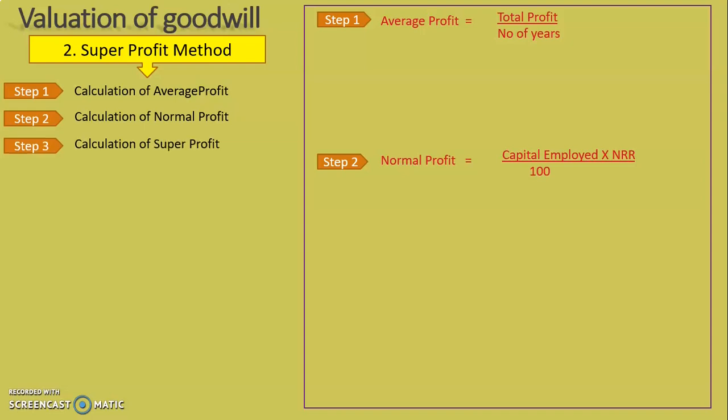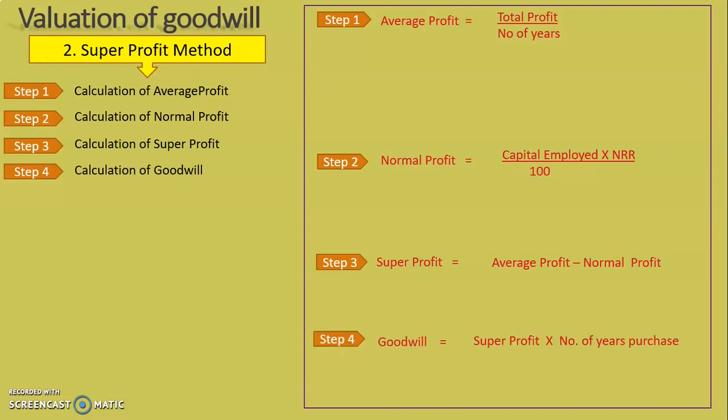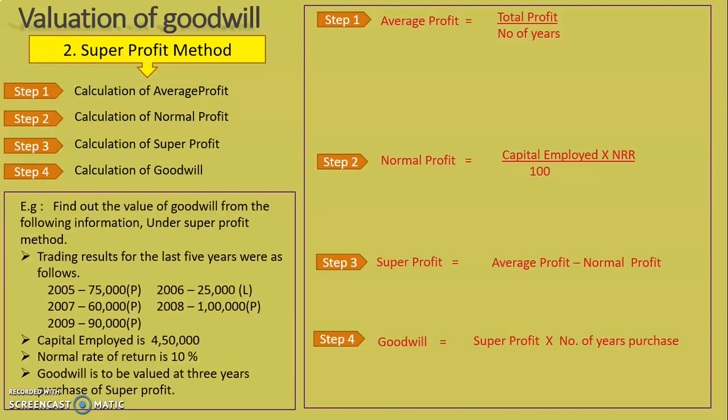Then we have to calculate the super profit, that is your actual average profit of the firm minus the normal profit. Then we calculate the goodwill as super profit multiplied by number of years purchase, which will be given in the problem. Let's understand this with the help of an example.